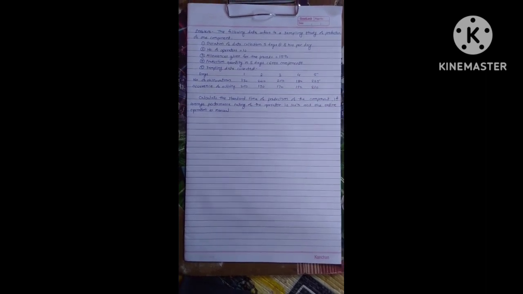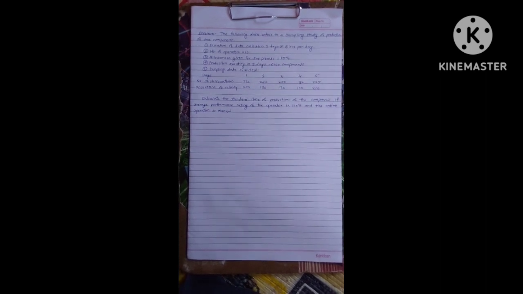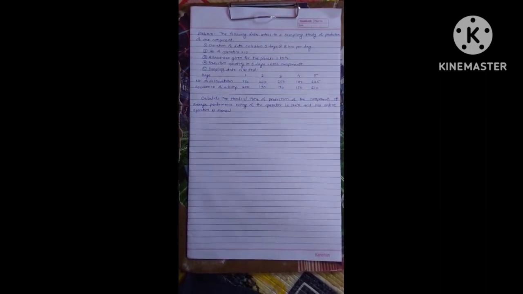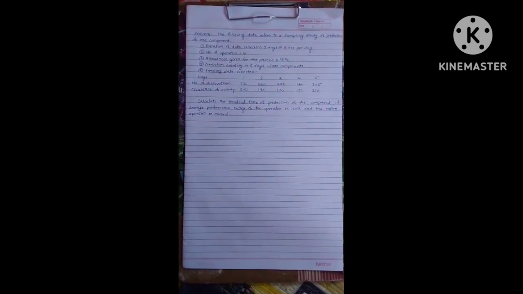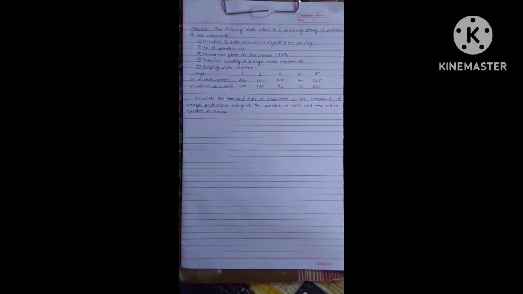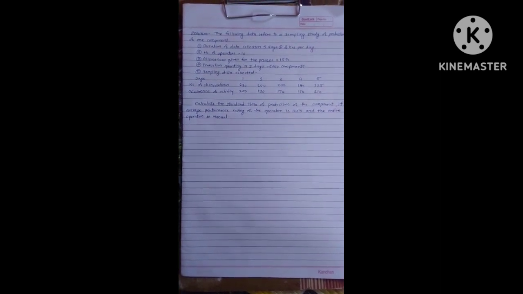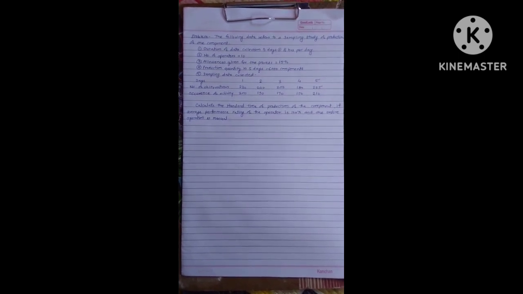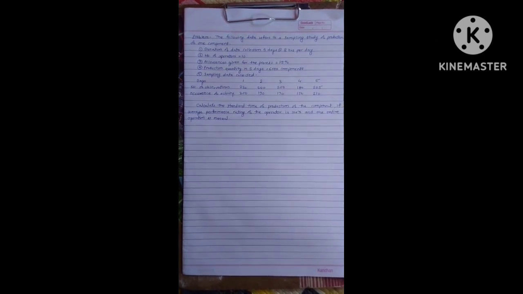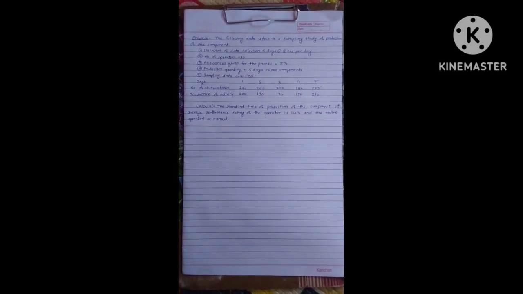Duration of study given, that is duration of data collection, is 5 days at 8 hours per day. Number of operators is 10. Allowances given for the process is 15%. Production quantity in 5 days is 6,000 components, and sampling data collected per day, for days 1 2 3 4 5, number of observations made are 230 240 200 180 225. Occurrence of the activity is 200 190 170 150 and 210.